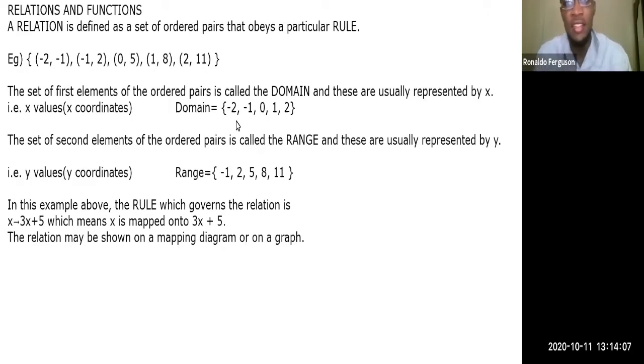All right. So right now, what we're going to be looking at is relations and functions. As you know, this is a very interesting topic because you need to know it at CSEC mathematics. You're going to need to know it if you go further to do additional mathematics, which is what this class is for, which is additional mathematics.